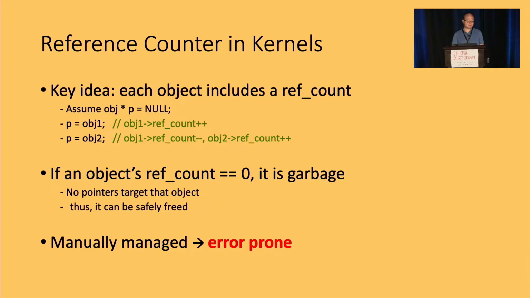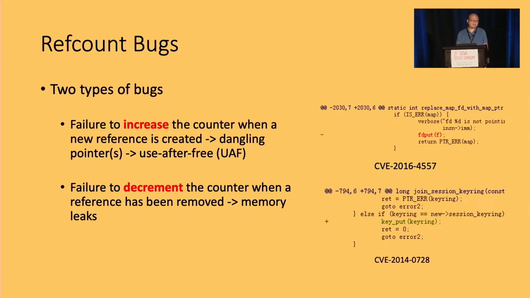But again, because this is all manually managed, it's very error prone. We can have two common types of errors for reference counts. The first is failing to increase the count when there is a new reference. This leads to dangling pointers, and if you can find a use of that dangling pointer, then you may have a use-after-free. The second one is failing to decrement the counter when the reference is being removed.